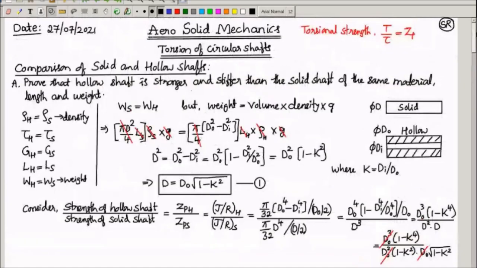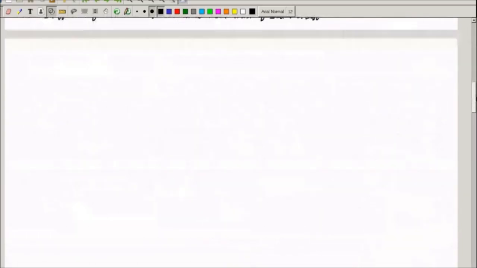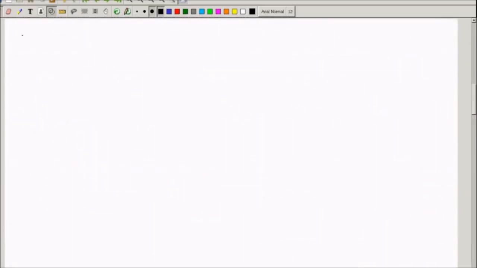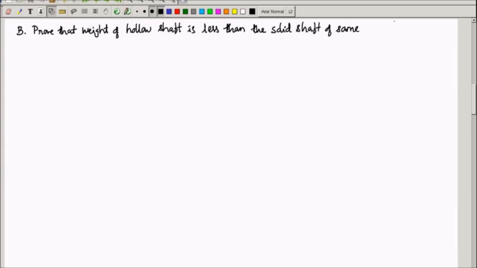This is question A. The same can be asked in a different way. I will write that here. Prove that the weight of the hollow shaft is less than the solid shaft of the same torsional strength, material and length being the same. This is just a reverse of what we did in the previous case. Now we have to equate the torsional strengths of the two shafts and prove that the weight of the hollow shaft is less than the solid shaft. So what is given here?